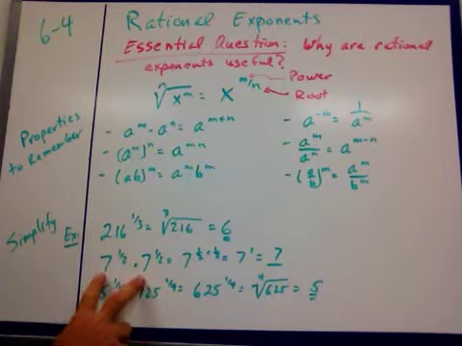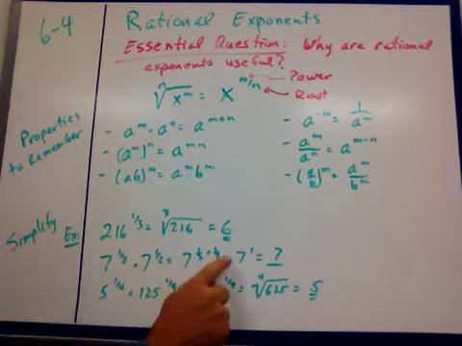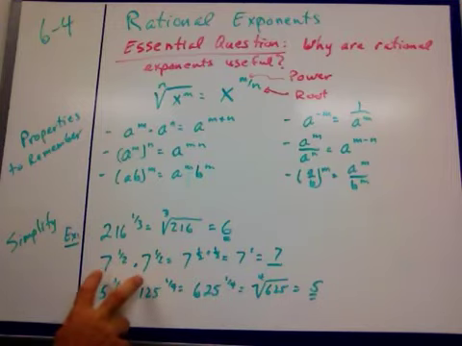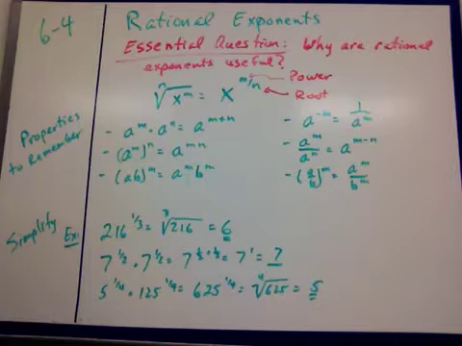Here we go, common base, add the exponents. 1/2 plus 1/2 is 1. It's just 7. You could also think of that as the square root of 7 times the square root of 7, which is the square root of 49, which is 7.